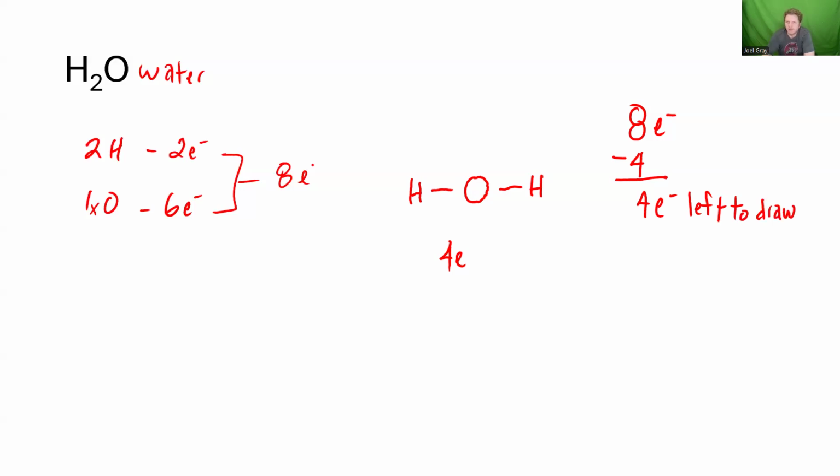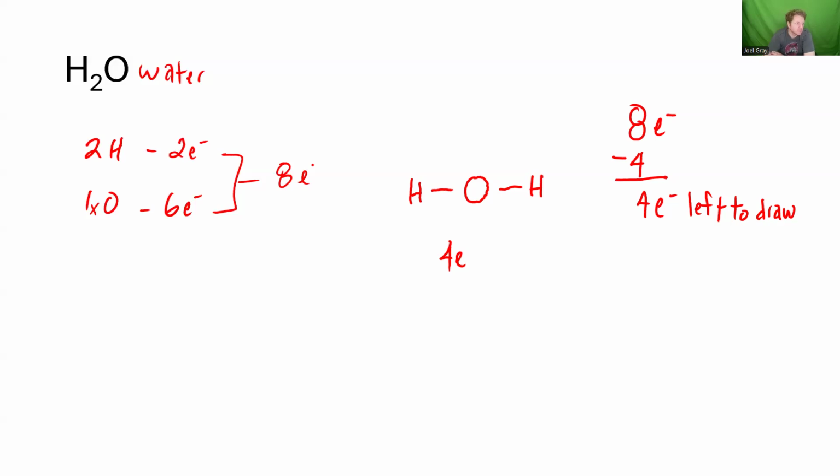Now, in the event that you're looking at this and you're thinking, where do the 4 electrons come from? Remember, this line right here is 2 electrons, and this is also 2 electrons. So that's where my 4 electrons are coming from. Each single bond represents 2 electrons. So there's my structure of water with a total of 4 electrons drawn. I've got 4 left to draw. The fair question is, where do they go?